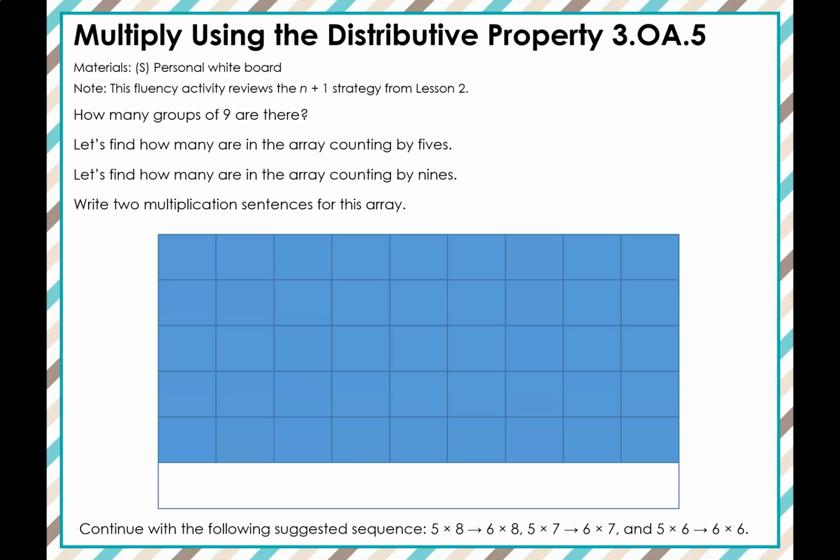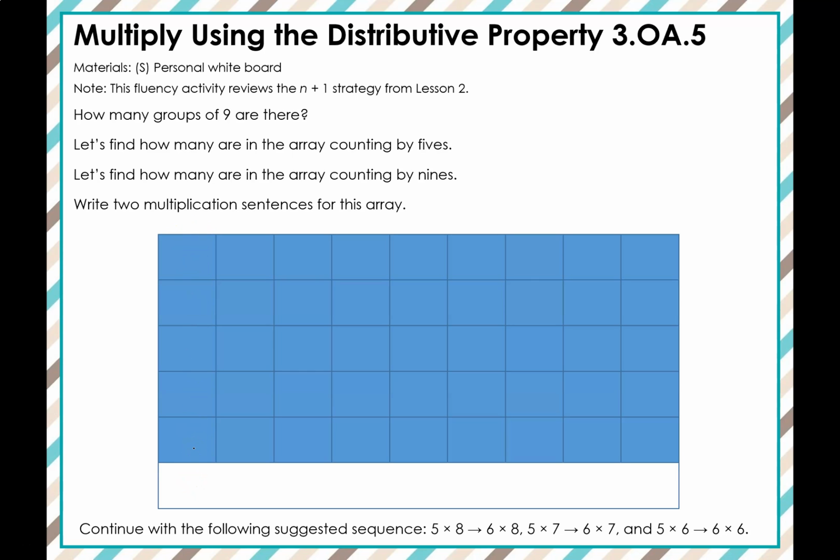Okay, so now we're going to go ahead and get started with the lesson. So go ahead and look at this array. It's like an array, but it's a rectangle. So how many groups of 9 are in this array? Okay, let's find out by counting by 5s. Okay, so we have 5 in each column.